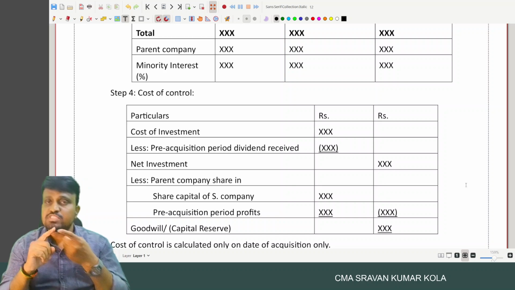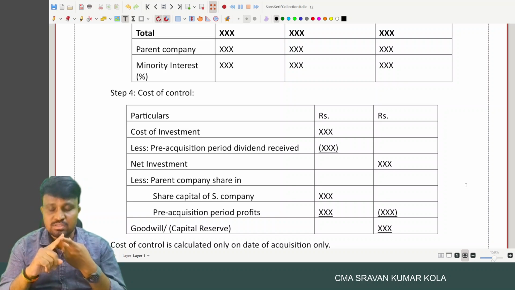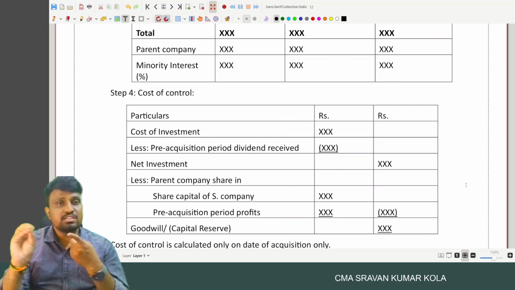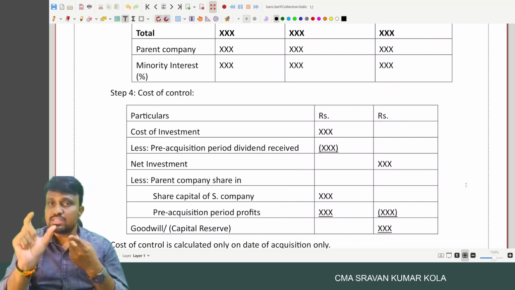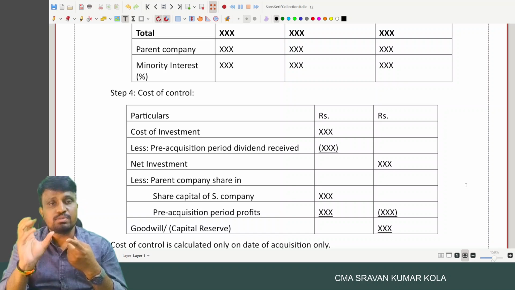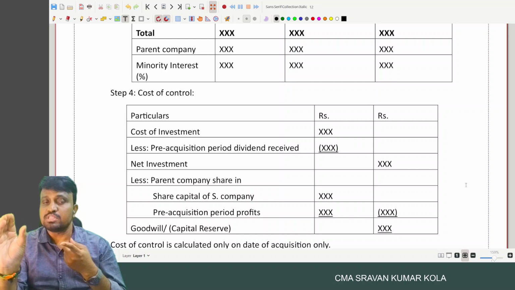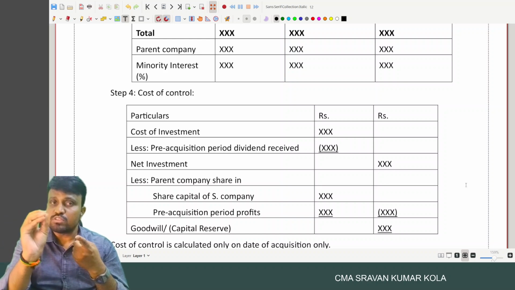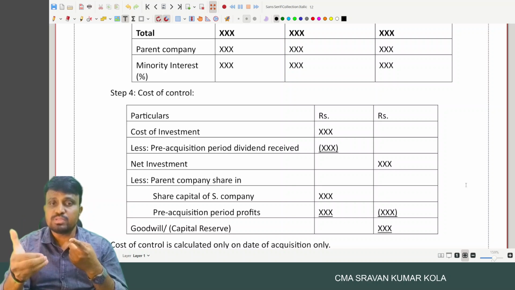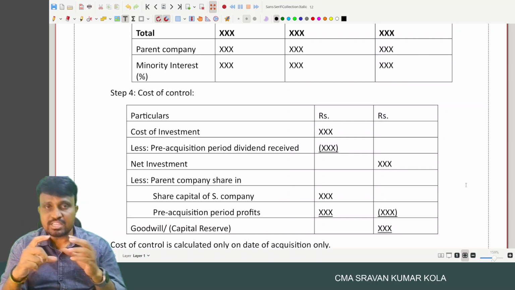In cost of control, first we consider what is the cost of investment. And this point will be given directly in the problem. If it is not given, then in the holding company standalone financial statement, we have to consider the investment in subsidiary company figure. And cost of investment minus pre-acquisition period dividend received, if any, is called net investment.